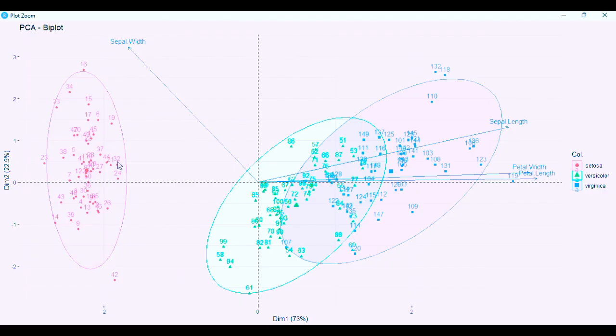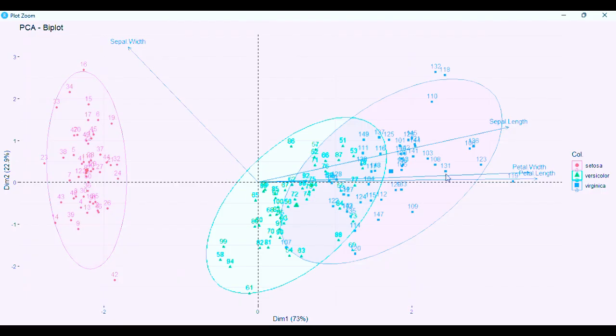When individuals are close together, for example individuals 17 and 6, we can conclude that these individuals are similar. Also, taking another example, individuals number 108 and 131 are close together, so we can conclude these individuals are similar.